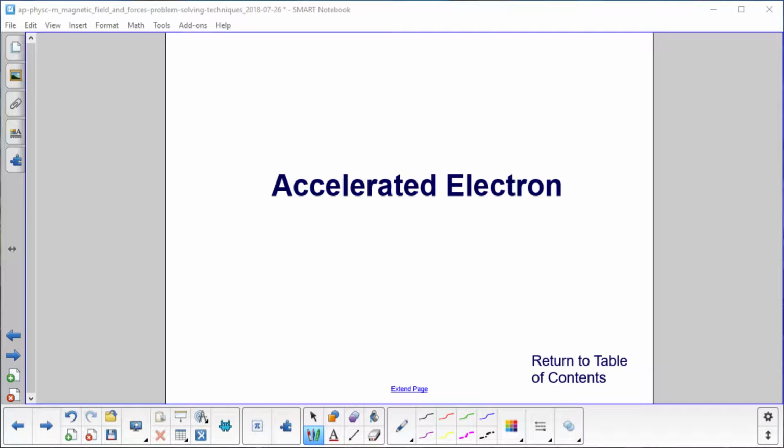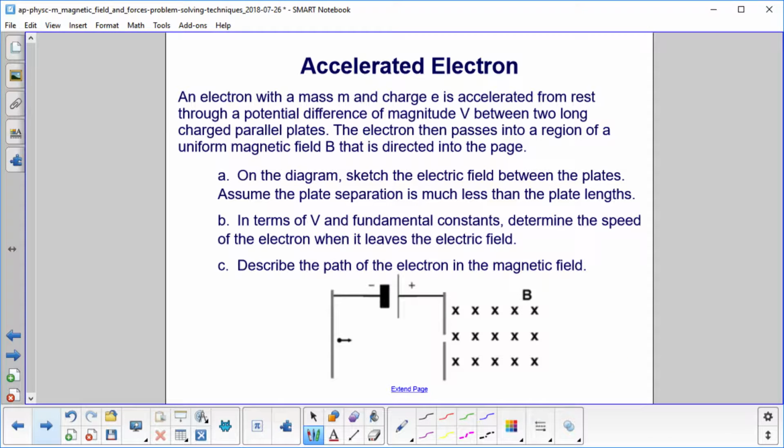Accelerated electron. An electron, down here, with mass m and charge e, is accelerated from rest through a potential difference of magnitude V, due to this battery, between two long charged parallel plates. The electron then passes into a region of a uniform magnetic field that is directed into the page. On the diagram, sketch the electric field between the plates.